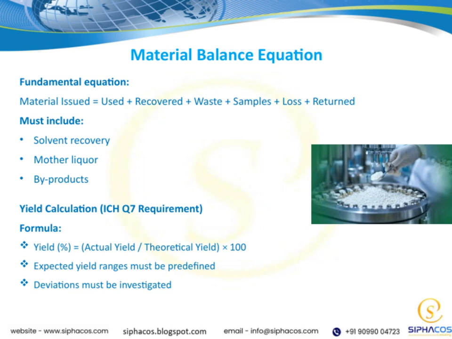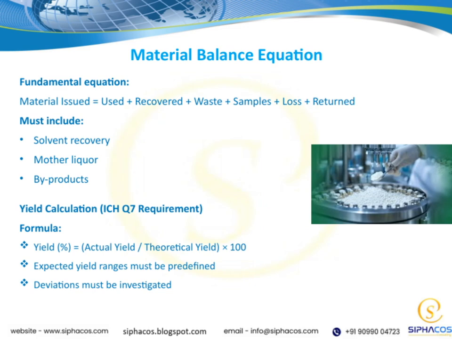For example, solvent recovery is a key aspect. Any solvent we recover reduces waste and impacts the overall material balance. Similarly, the mother liquor, which remains after crystallization or filtration, is part of the equation. Byproducts are also important. They're substances produced alongside the main product, and tracking them helps us understand process efficiency.